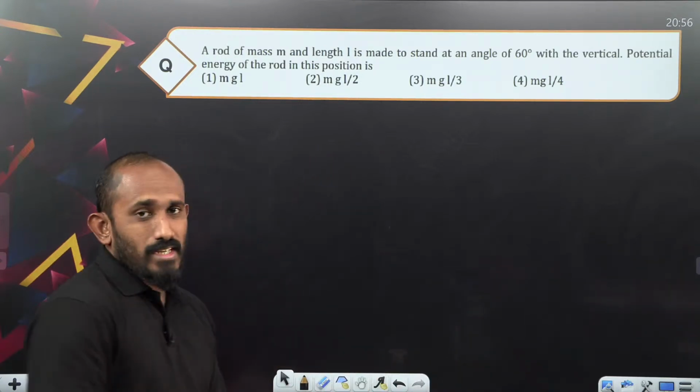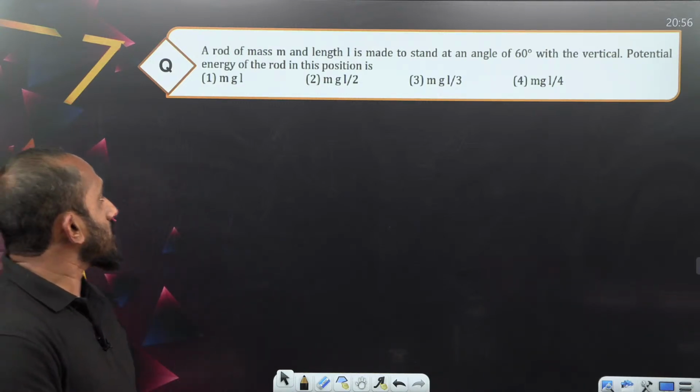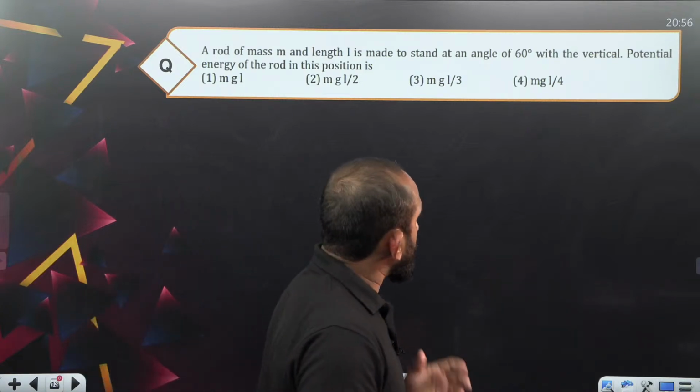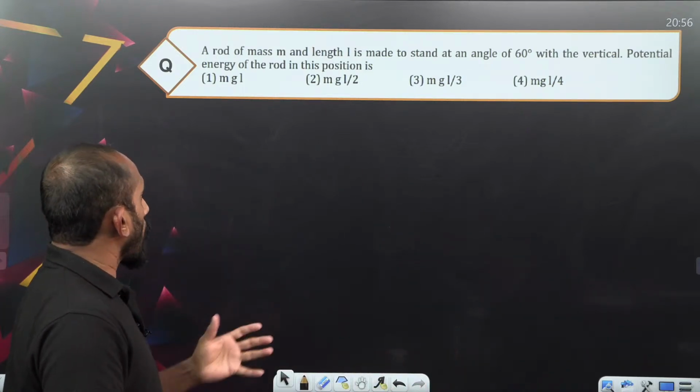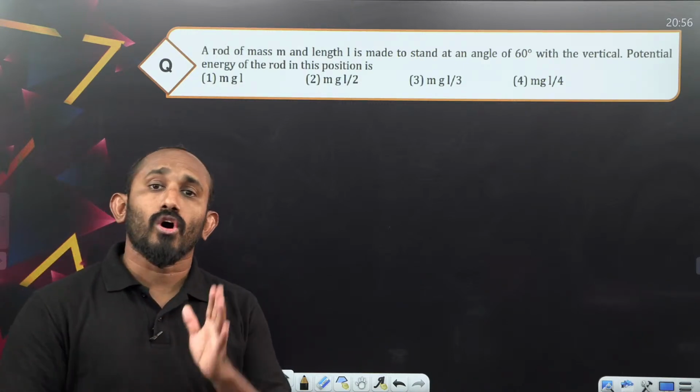The first question: a rod of mass m and length L is made to stand at an angle of 60 degrees with the vertical. Potential energy of the rod in this position is. So we have to find the potential energy of the rod.